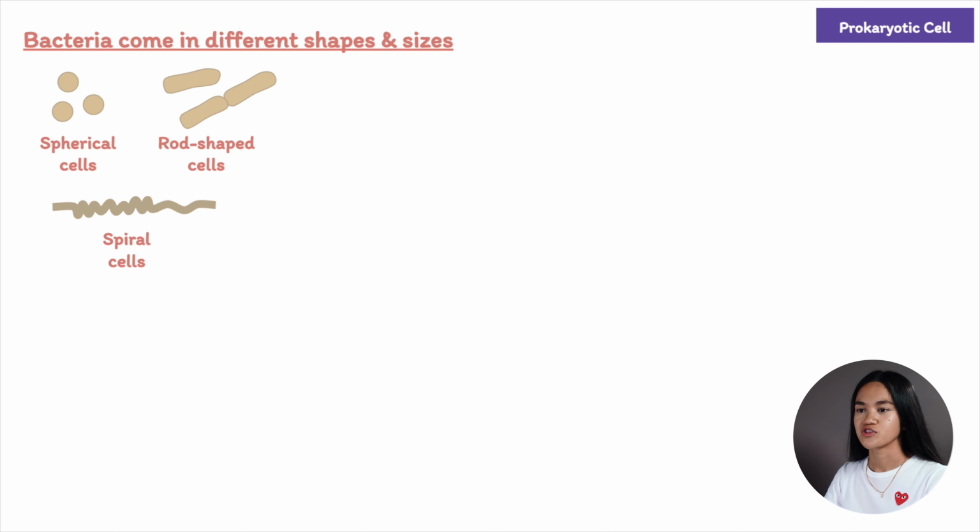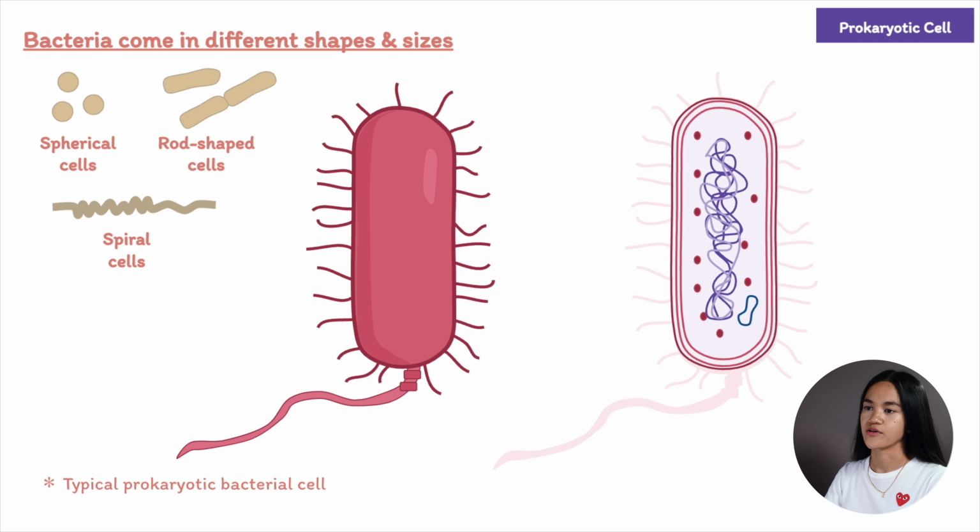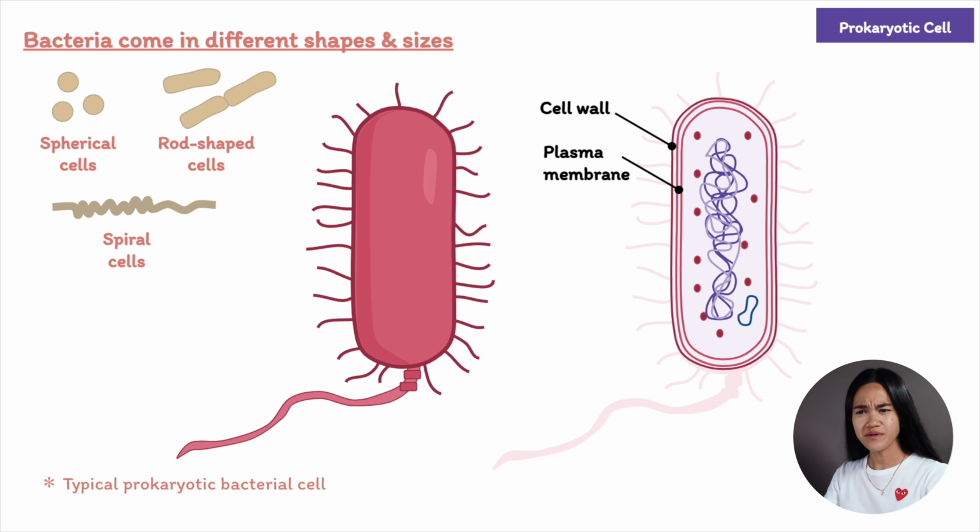So let's take a look at the structure of a typical prokaryotic bacterial cell. Look at this masterpiece here. Okay, so they have a plasma membrane, which is surrounded by an outer cell wall, and a lot of bacteria actually have a capsule outside the cell wall as well, and this is to protect the cell from damage.